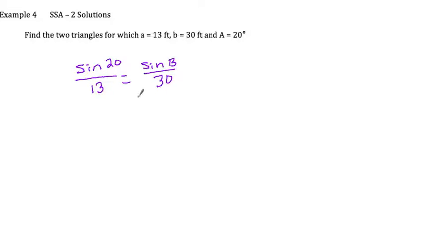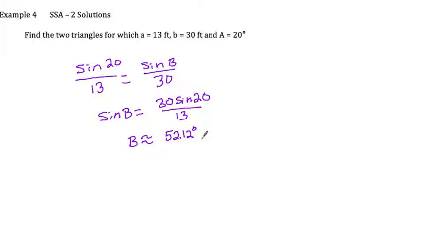When you crisscross multiply, you're going to come up with sine of B is equal to 30 sine 20 over 13. So you're going to come out to angle B being about 52.12 degrees.